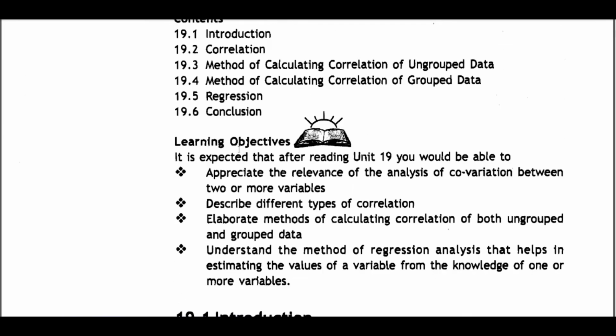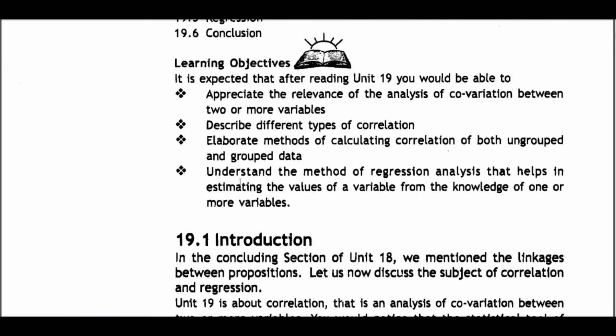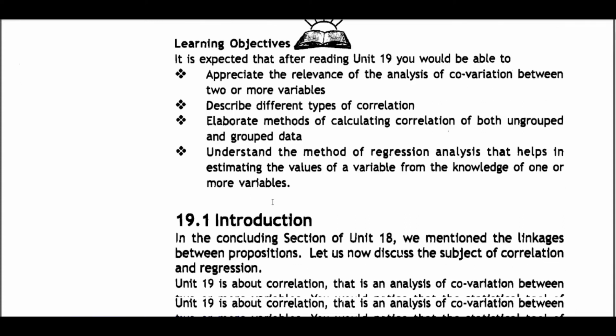So let us see what the learning objectives are. It is expected that after reading Unit 19 you would be able to appreciate the relevance of the analysis of covariation between two or more variables. We can also describe the different types of correlation, and elaborate the methods of calculating correlations of both grouped and ungrouped data. You will also be able to understand the method of regression analysis that helps in estimating the values of a variable from the knowledge of one or more variables.